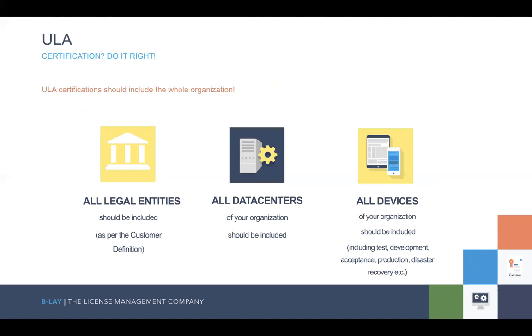And make sure that all your devices are included in there, because sometimes we see customers that think that only your production environment should be included. But don't forget, at the end of the ULA, you should have sufficient licenses to cover your total usage of those programs. You should be compliant at the end of the ULA. So it should include as well your test, development, acceptance, production, disaster recovery, sandbox, and any other environments that you may have in your organization on which the Oracle programs are installed and running.